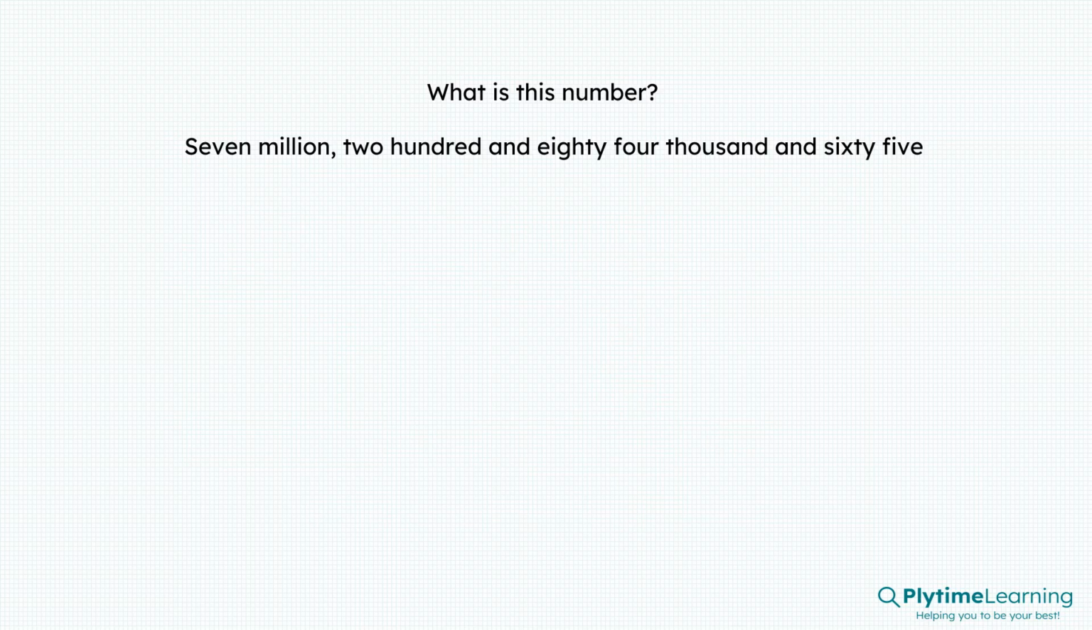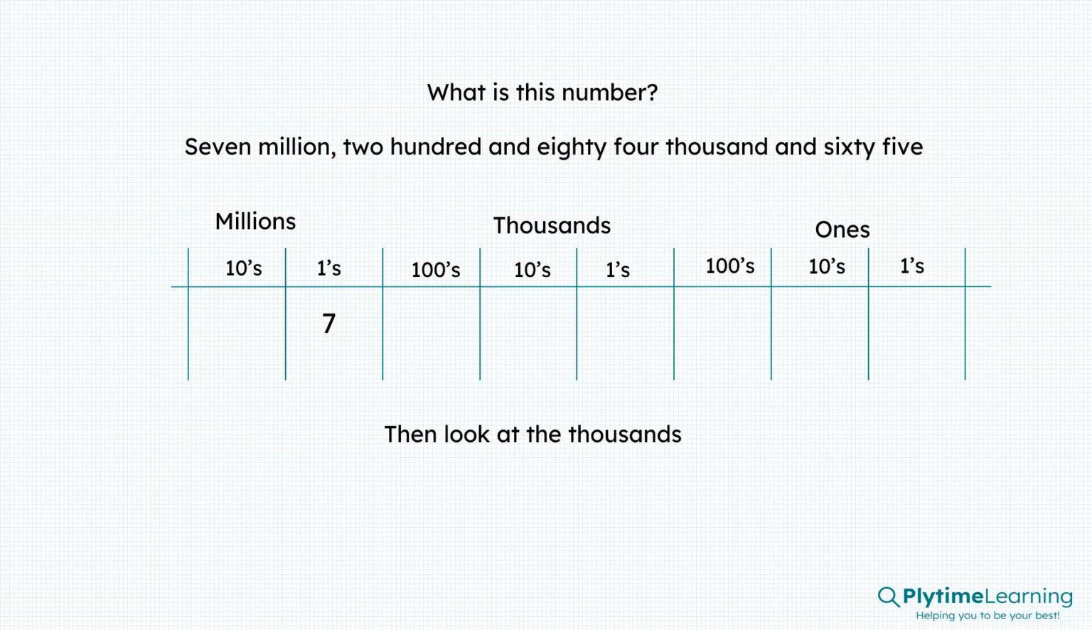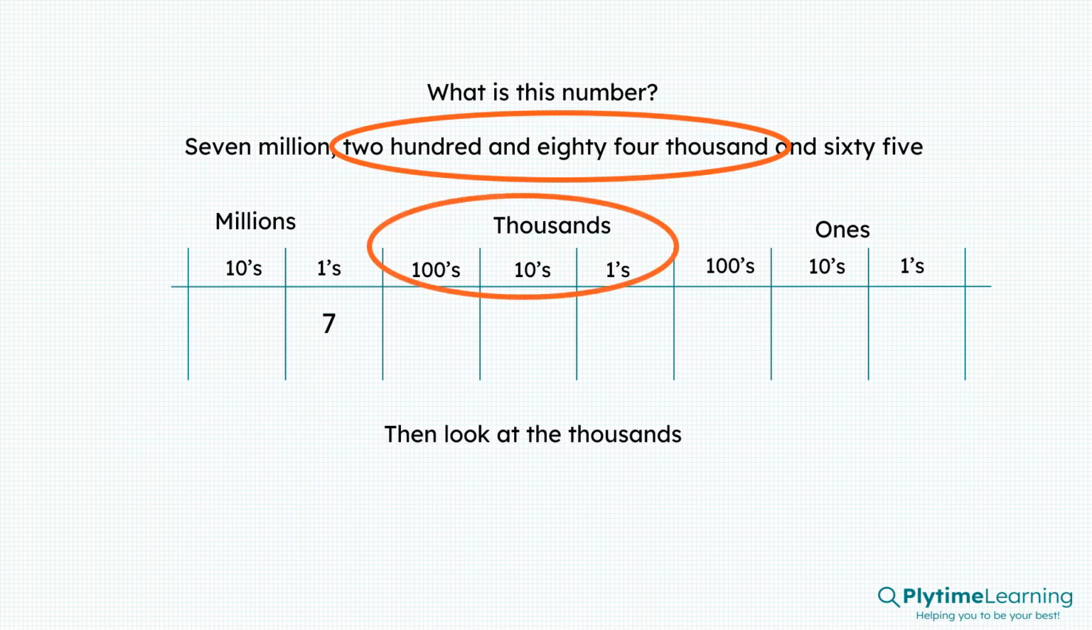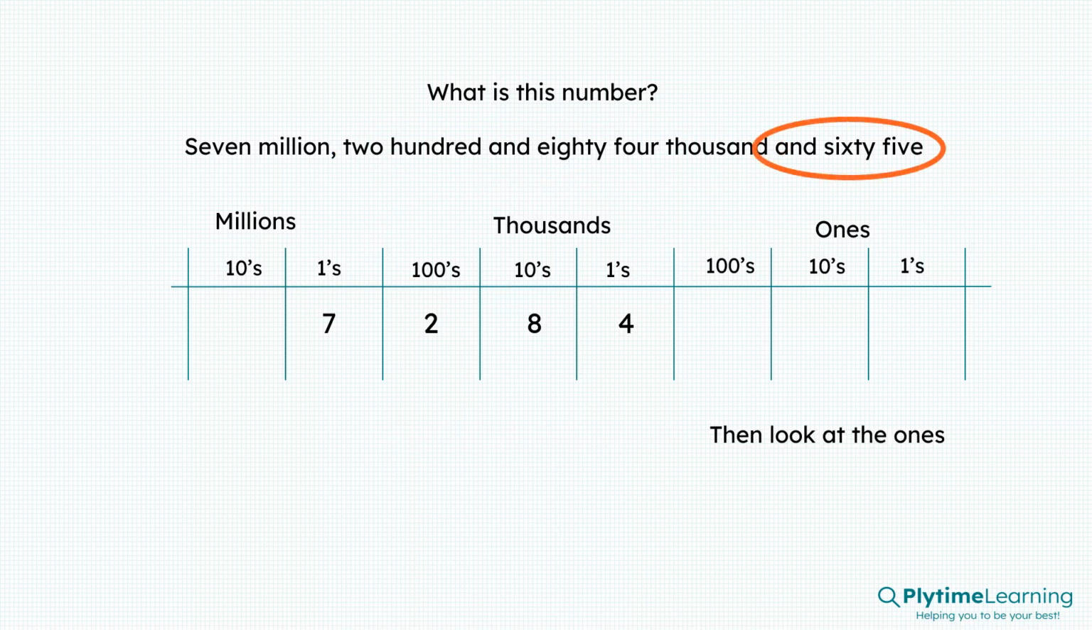What is this number? 7,284,065. We have our columns. We start with the millions. We can see it says 7 million, so it's a 7 in the 1 millions column. Then we look at our thousands, 284,000. So we look at the thousands, it's 2 in the 100,000s, 8 or 80 in the 10,000s, and 4 in the 1,000s. Then we look at the ones. We can see it says 65. 60 is the same as 6 in the tens column, so we write the 6 in the tens and 5 in the ones.